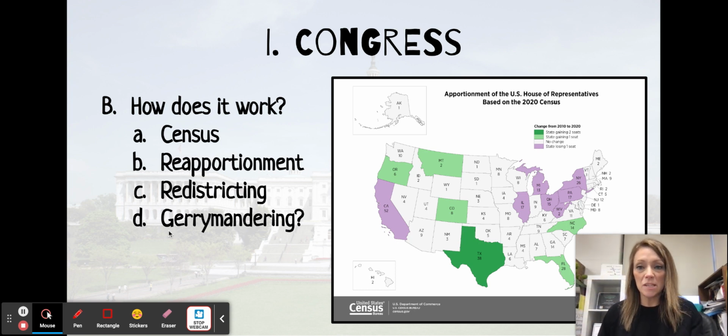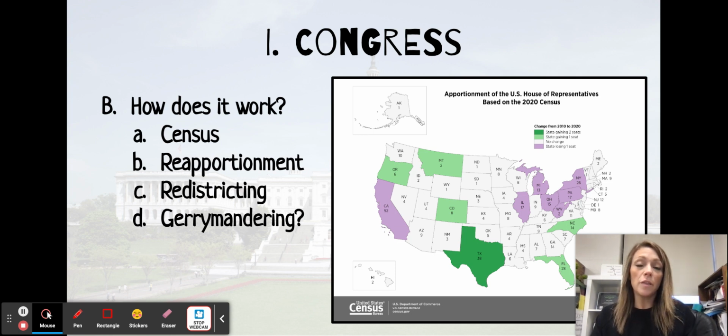And the last term, this is a fun one, gerrymandering. Gerrymandering, here's your definition, is the process of drawing congressional boundary lines to benefit a political party. Okay, and we're going to be looking at that in class, and you guys are going to get to gerrymander too. So gerrymandering, it's the process of redrawing district lines or congressional district lines to benefit a political party.